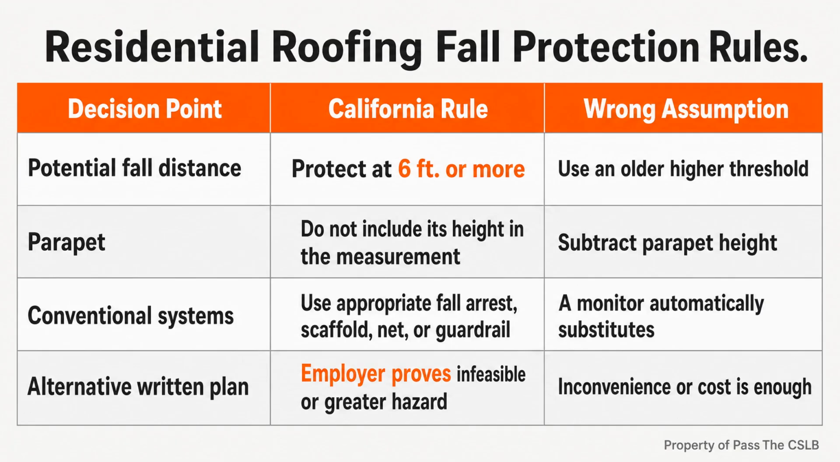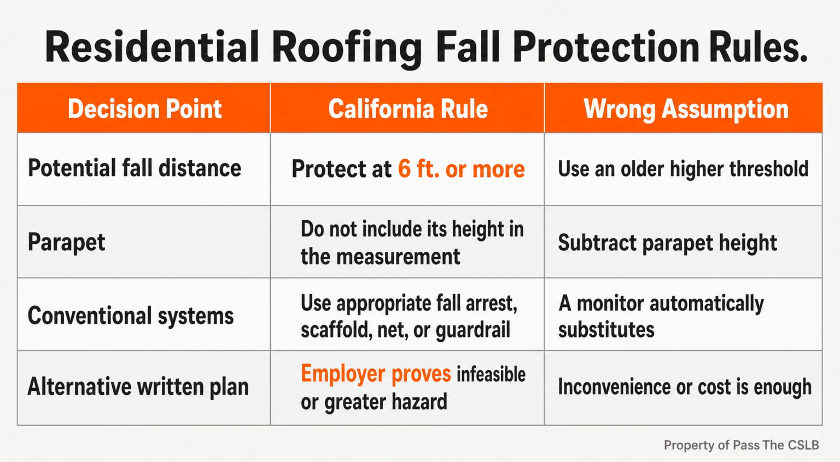Measure the fall from the walking and working surface to the grade or level below. Apply protection when that distance is 6 feet or more. Do not subtract the height of a parapet from that roof height measurement. Do not replace conventional protection with a written plan merely because the conventional method costs more time or effort.